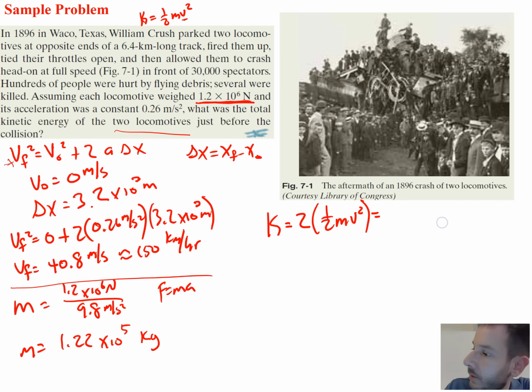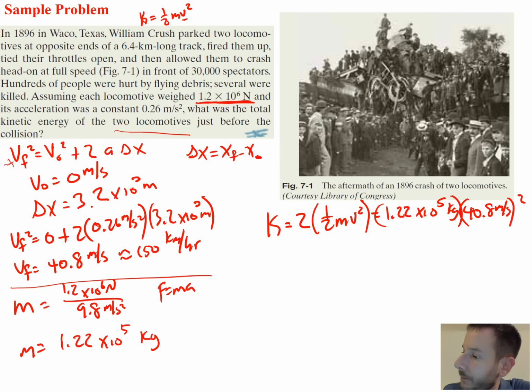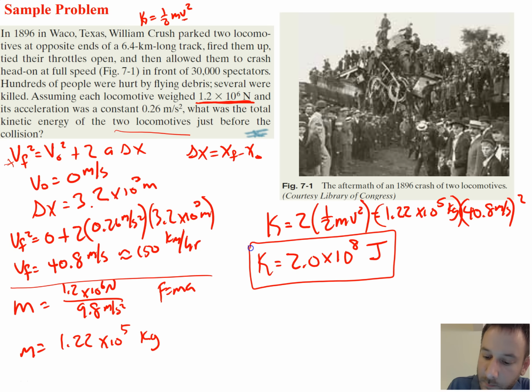Then if I go ahead and plug everything in for this, it's just 1.22 times 10 to the 5th kilograms times our velocity squared, which is 40.8 meters a second squared, which means our kinetic energy is about 2.0 times 10 to the 8th joules. All right, which is quite a large explosion. There's a lot of energy, obviously, when you have 2 locomotives coming at each other, and that's why it was basically like a bomb going off when they hit.